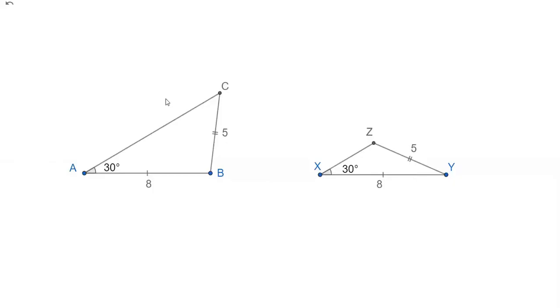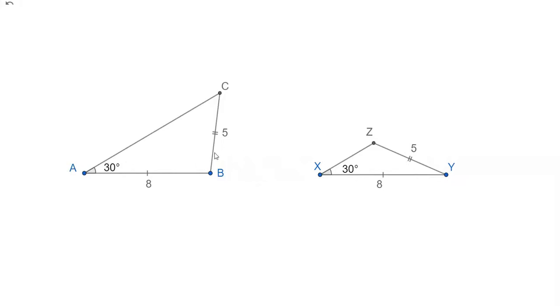Let me pop over to a GeoGebra screen and you can see a counterexample to that claim right here. So here are 2 triangles. They each have a side of length 8 and a side of length 5. And each one of them has a 30-degree angle. And the 30-degree angle is not between the 8 and the 5.